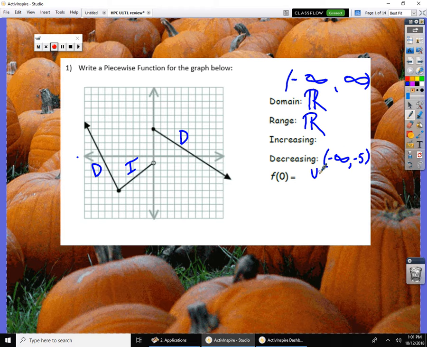And from where to where? What's this? 0 to infinity. Great. Okay, so this is my increasing. Where did it start increasing? Negative 5 up to 0. Are we good? No. What's your question? Decreasing? So, from negative infinity to negative 5, it's decreasing.